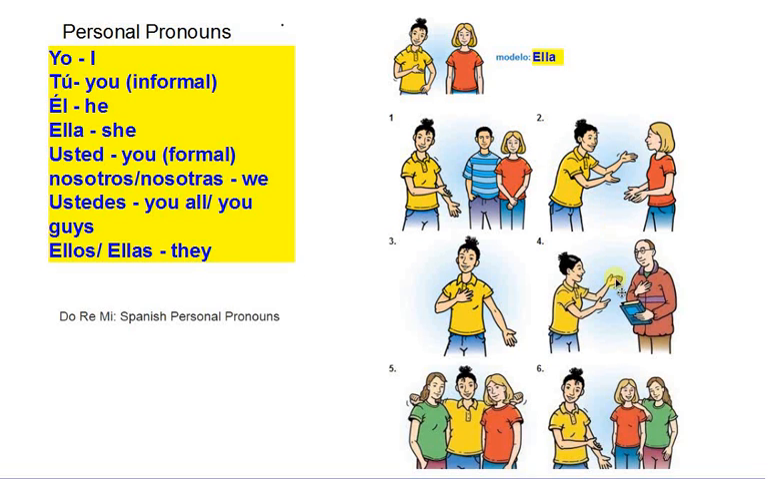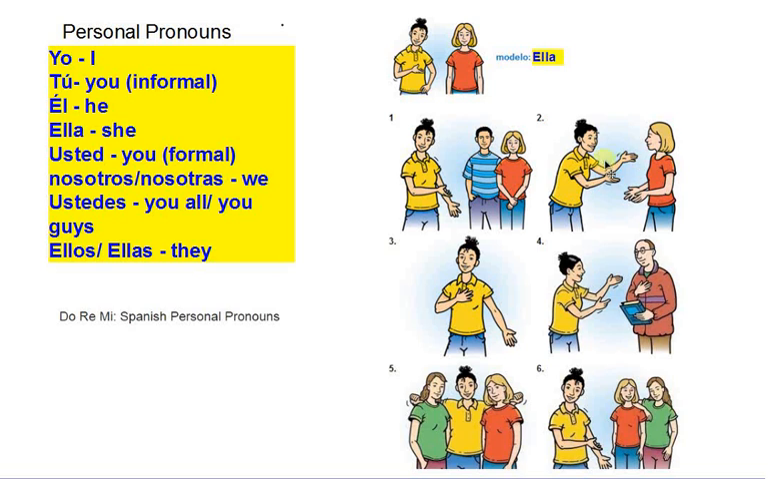Okay, so let's use these examples and figure out which pronoun we would use in each situation. So let's see number one. Look at this girl here. Let's call her Maria, okay? Maria is talking about these two guys here. So here we have a situation of a mix of gender. In English, you would say they, but remember you have a boy and a girl together. So you say ellos. So that would be the pronoun.